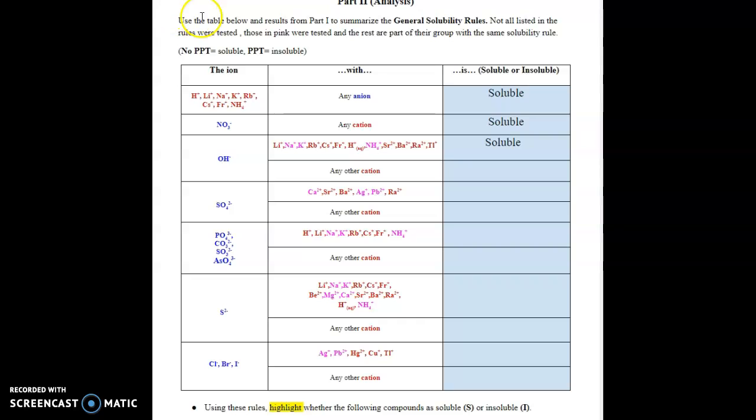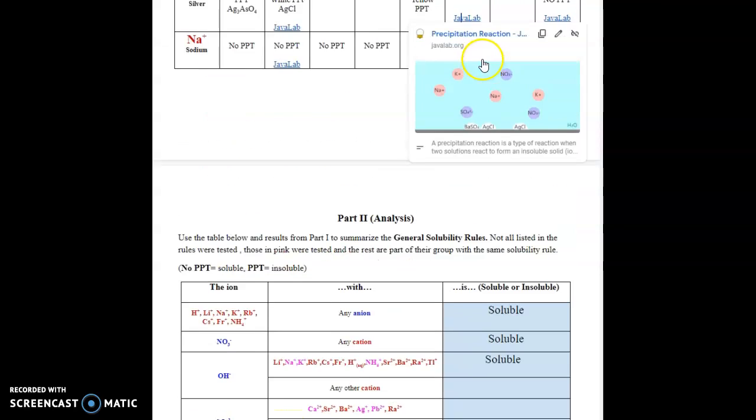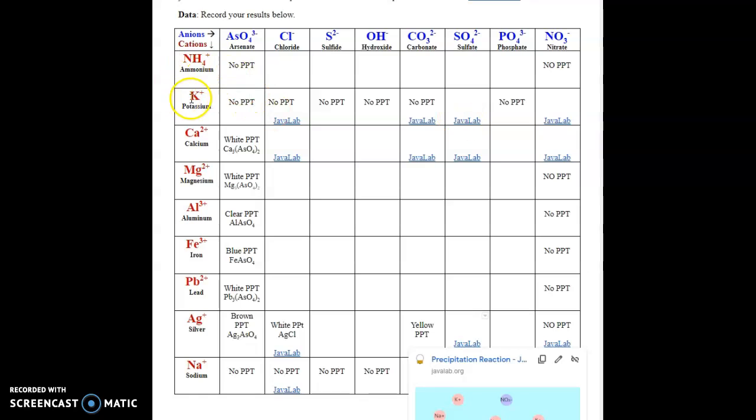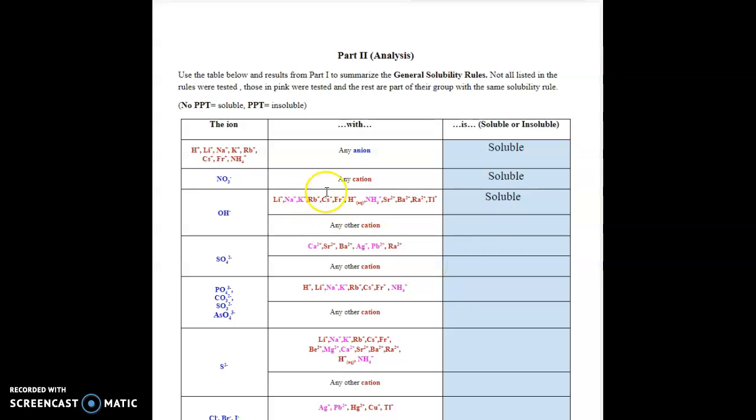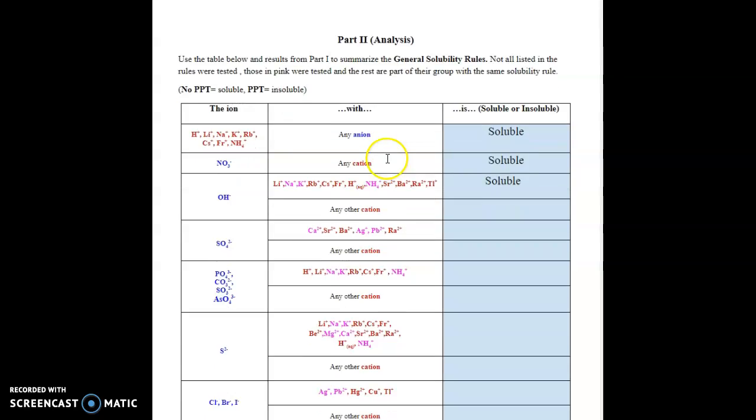So we want to use the table below and the results from part 1 to summarize our general solubility rules. Using this table that we have created, you're going to read and analyze it to figure out solubility rules. Not all listed in the rules were tested. Remember, some of these are part of the same groups on the periodic table, so they would have similar solubility properties. Those in pink were what we tested in class. The rest were part of that same group and have the same solubility rule.